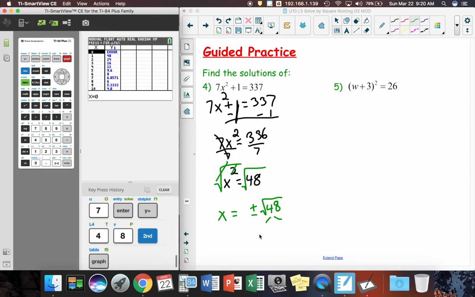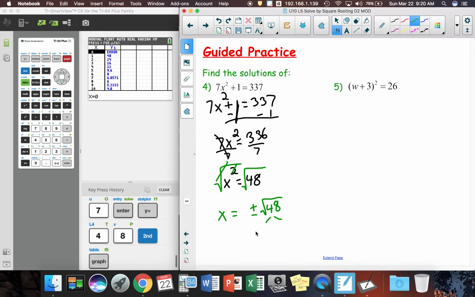So I'm going to write my perfect square first, square root of 16 times the square root of 3. Square root of 16 is just 4 times radical 3. So I'm going to write this as 4 radical 3. And that's my answer.